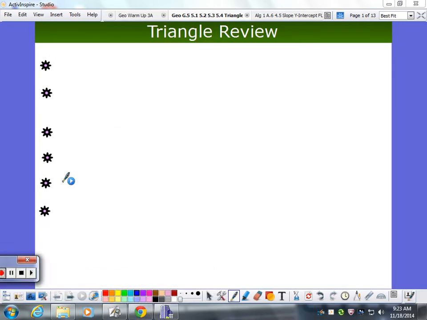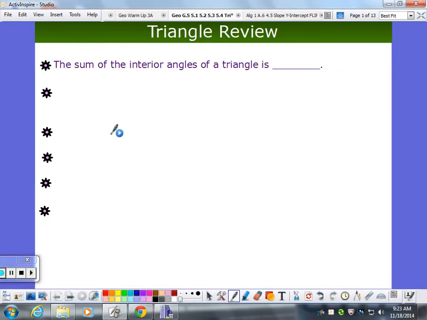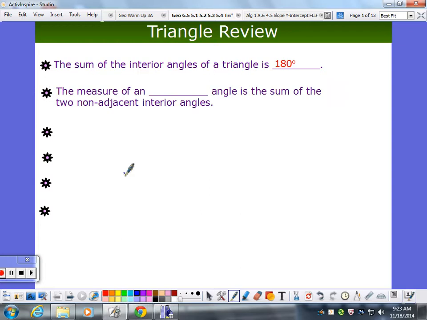So just a little triangle review. We've learned so much. I don't think this is on your paper here, so we're just going to answer by looking up here. The sum of the interior angles of a triangle is 180, right? The measure of an exterior angle is the sum of two non-adjacent interior angles. You remember that, Lee? Exterior angle, right? That's that one where this one equals that plus that.